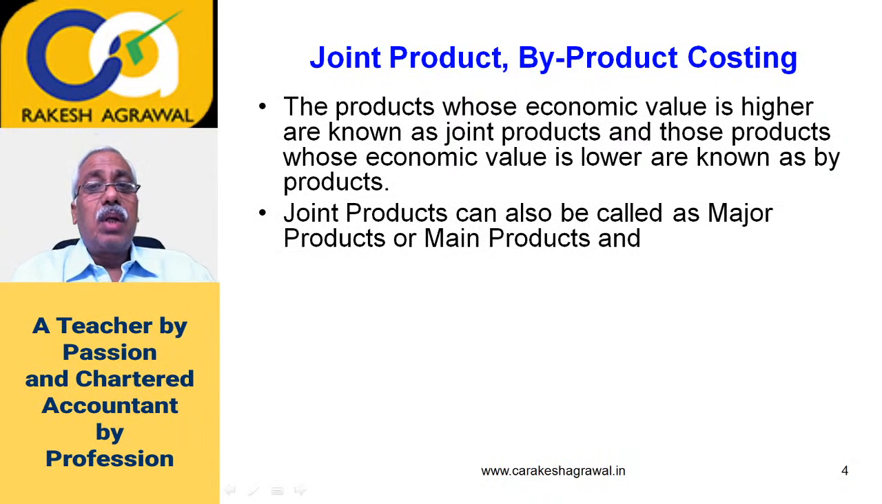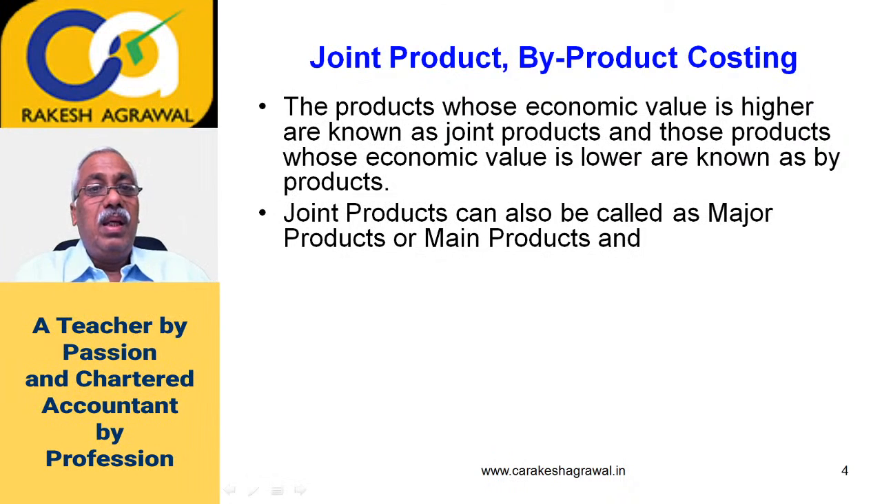These joint products can also be called major products or your main products, which you intentionally want to manufacture. Like we call the sugar factory a sugar factory. We don't call it a factory for producing molasses or bagasse, because bagasse and molasses get inadvertently produced in the process of manufacture of sugar. So they are not the main product. The main product is only sugar.